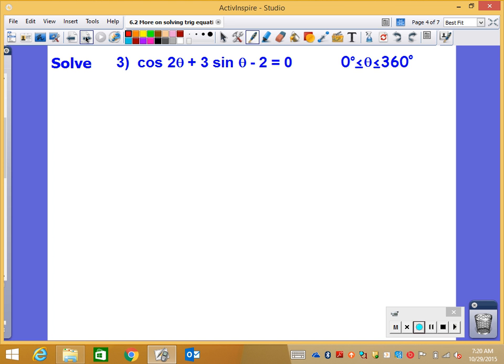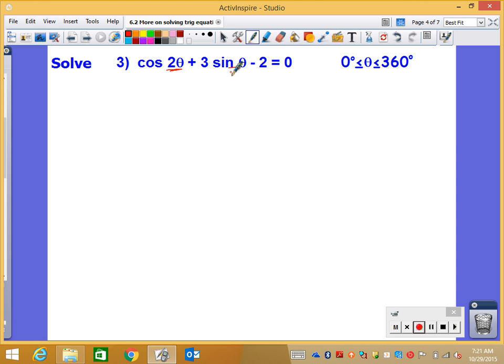This one looks like fun. Cosine 2 theta plus 3 sine theta minus 2 equals 0. Notice again I have this 2 theta. I cannot do anything with this until I switch it over to a normal theta. Now remember back to all of my identities, I have 3 to choose from for cosine. But in the second term here, I have a sine theta. So I'm going to use the cosine 2 theta identity that only deals with sines. I want to get only sines left when I solve.